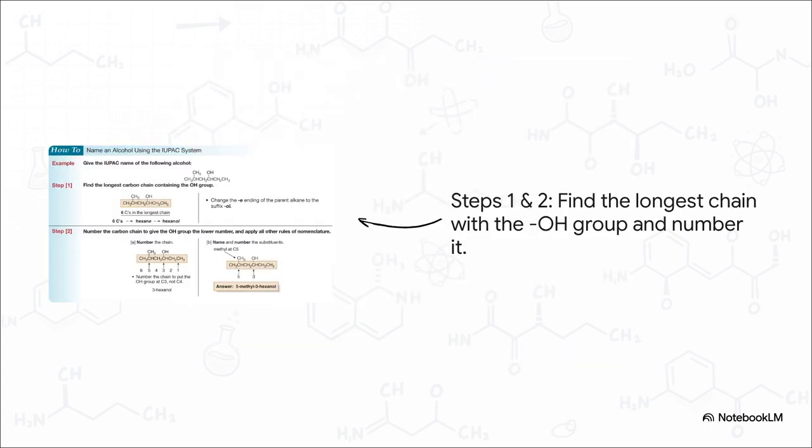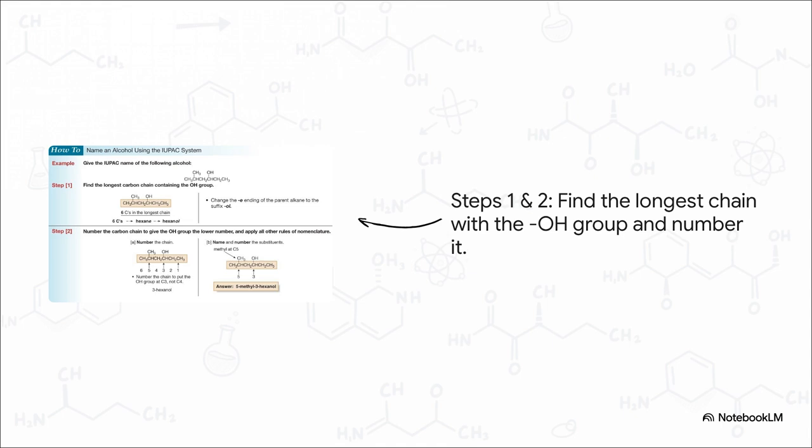All right, let's put steps 1 and 2 to work. First, we need the longest carbon chain that includes the OH group. You can see it highlighted right there. It's a chain of 6 carbons, so our parent name is hexane. Now, for rule 1, we drop the e and add ol, which gives us hexanol. Perfect. Now for the numbering.